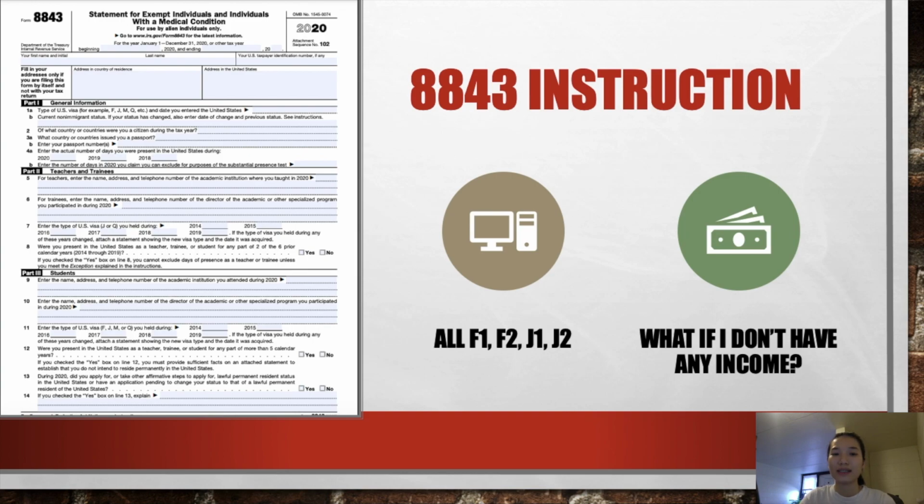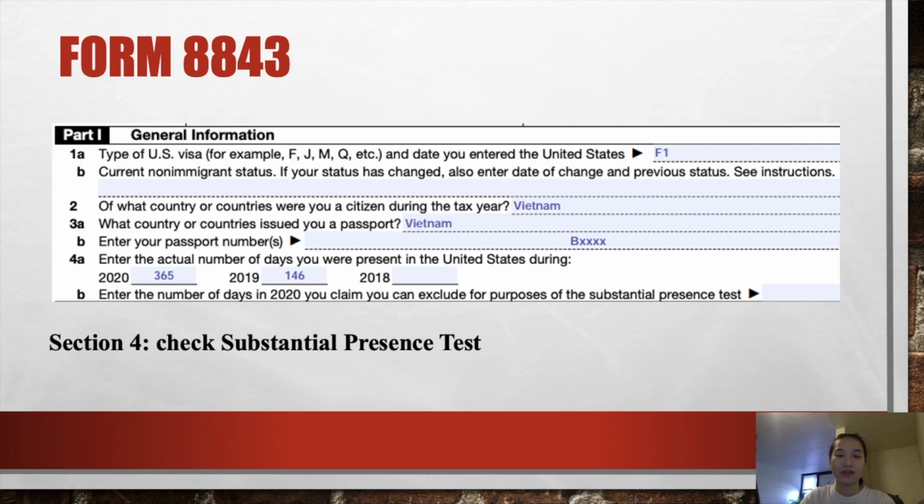For our case, two parts need attention, part 1 and part 3, because he is a student. In general information, fill out all sections of this part, especially line 4b, which is basic to determining your residency status. Check it carefully. In part 3, lines 9, 10, 11, 12, and 13 are easy, right?